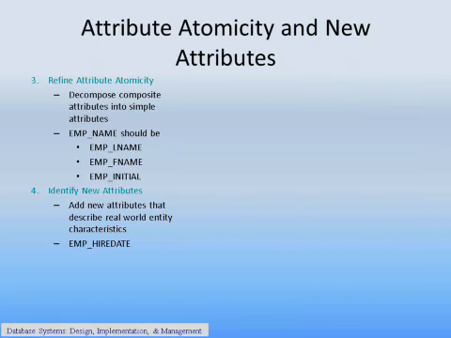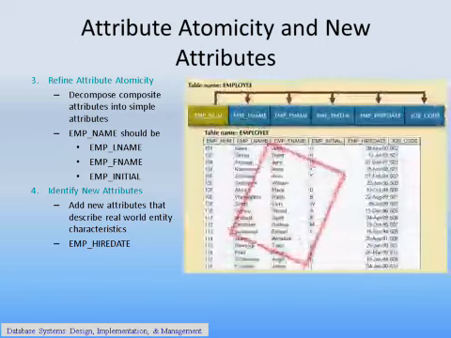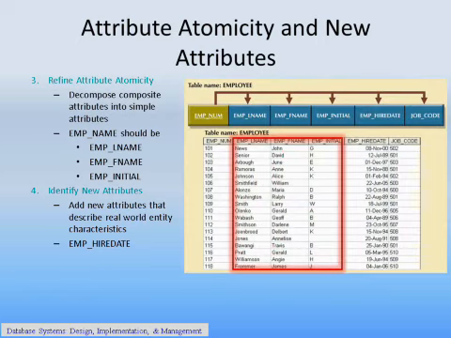Refine attribute atomicity and identifying new attributes. An atomic attribute is one that cannot be further subdivided. The original employee relation contained three attributes, empnum, empname, and job class. The empname attribute is not atomic, as it can be subdivided into additional attributes as required by the model for sorting or searching purposes. So in this case, empname should be subdivided into emplname, empfname, and empinitial.